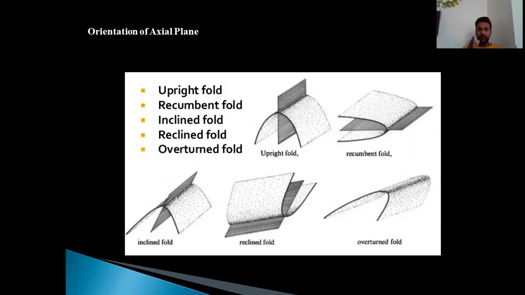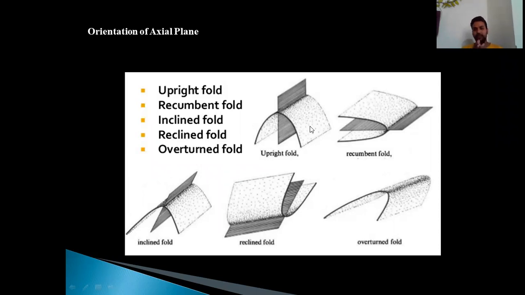And if the axial plane is slightly inclined, in that case, you can call it an inclined fold. And again, another name is asymmetric fold. Okay, so you have 2 types. If the axial plane is exactly vertical, then it will be an upright fold or a symmetric fold. And if it is slightly inclined, then in that case, we will call it an inclined fold or an asymmetric fold. Because on dividing that fold along the axial plane, you may not get symmetric halves. And in that case, you call it an asymmetric fold.